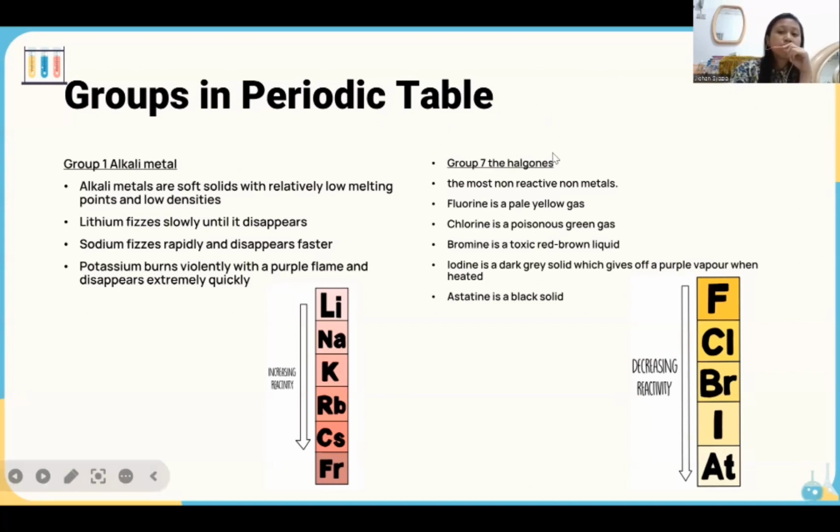Next we go to group 7, the halogens. Group 7 is the most reactive non-metals. So, fluorine. Fluorine, F, is a pale yellow gas. Chlorine, Cl, is a poisonous green gas. Bromine, Br, is a toxic red-brown liquid. Iodine, I, is a dark gray solid which gives off purple vapor when heated. And lastly is astatine, At, a black solid.